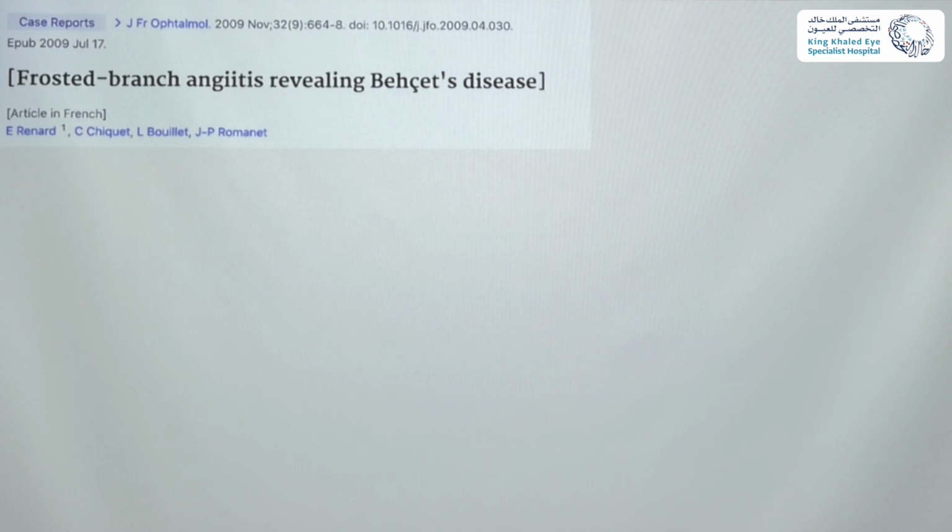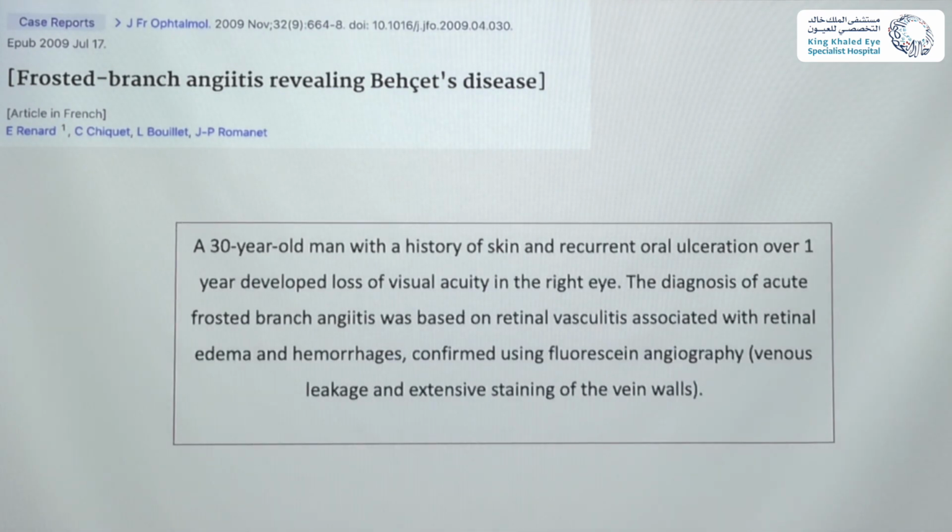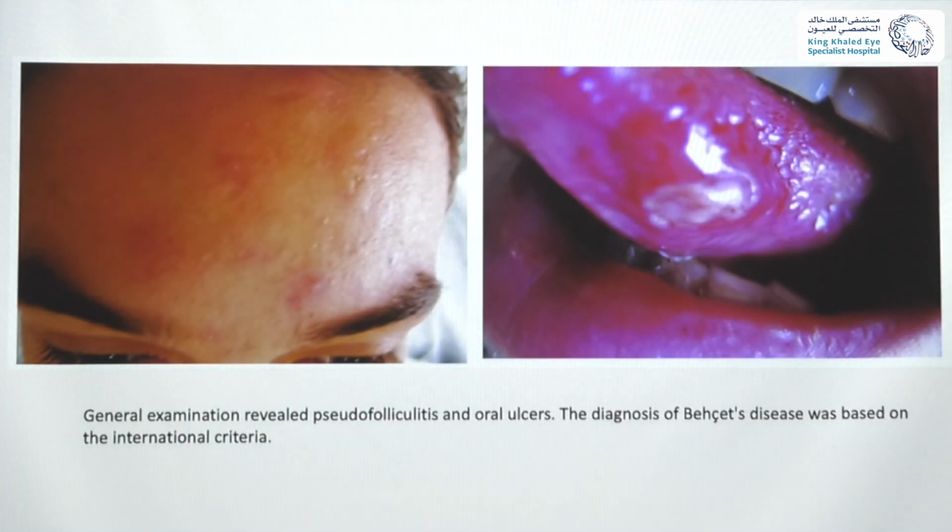Let's go through one of the cases. This is a 30-year-old man with a history of skin lesions and recurrent oral ulceration over 1 year who developed loss of visual acuity in the right eye. The diagnosis of acute frosted branch angiitis was based on retinal vasculitis associated with retinal edema and hemorrhage. It was confirmed using FFA, in which you can see venous leakage and extensive staining.